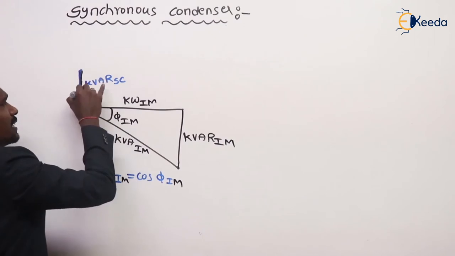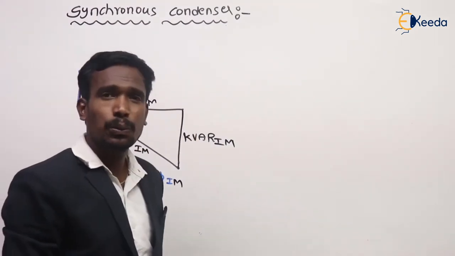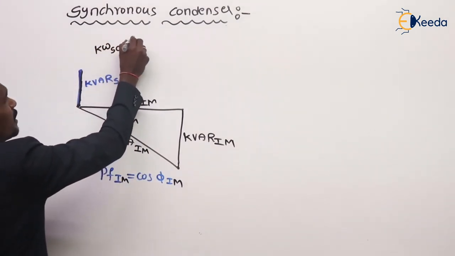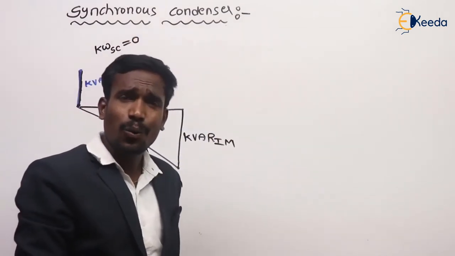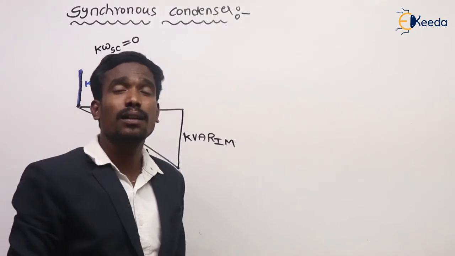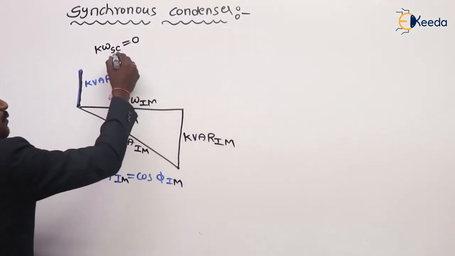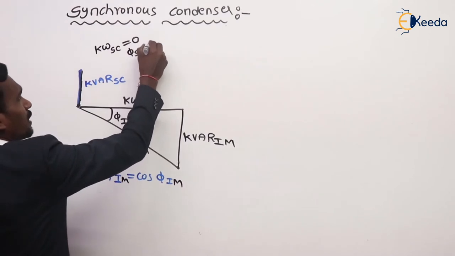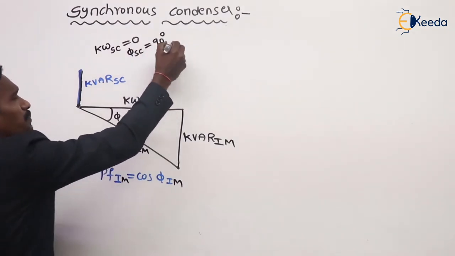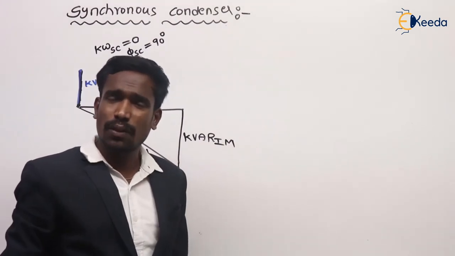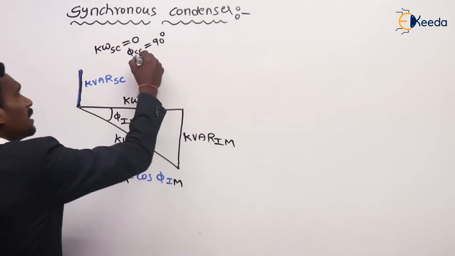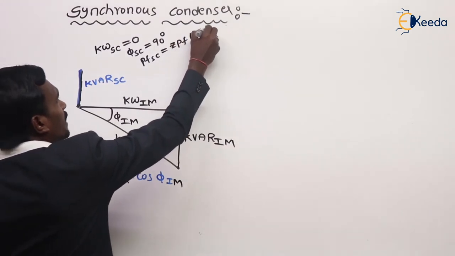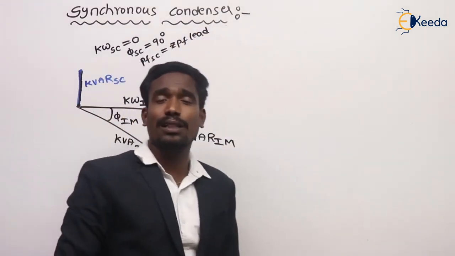Sir, you are putting just a single line. What about KW? Where is my KW? The KW of the synchronous condenser is equal to zero. Why zero? Because it is at no load. If KW is zero, where is the angle? So what is the power factor angle of my synchronous condenser? It is 90 degrees, because it is perfectly reactive. We have only reactive power. So what is the power factor of my synchronous condenser? It is zero power factor leading. This is the perfect synchronous condenser.